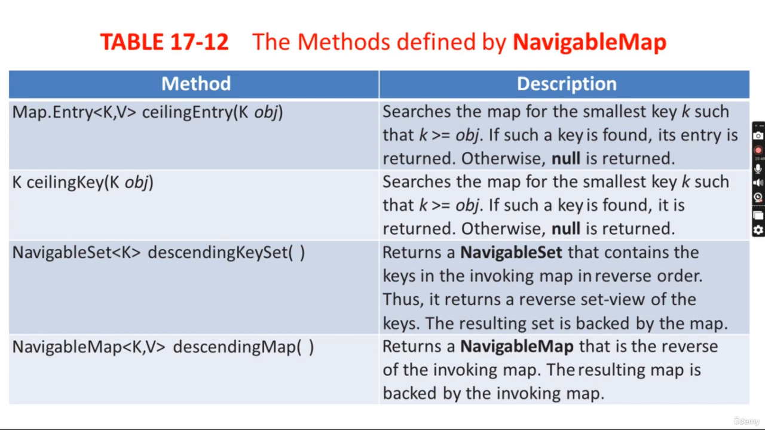So what are the methods defined by NavigableMap? Map.Entry<K, V> ceilingEntry(K obj) searches the map for the smallest key k such that k is greater than or equal to obj. If such a key is found, its entry is returned, otherwise null is returned. So the smallest key k has to be found, where k should be greater than or equal to the object.